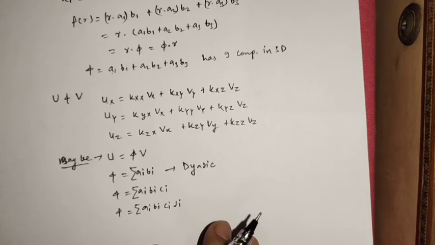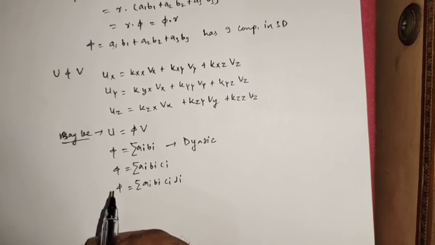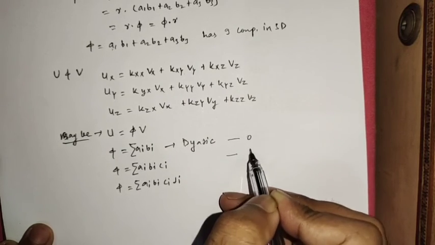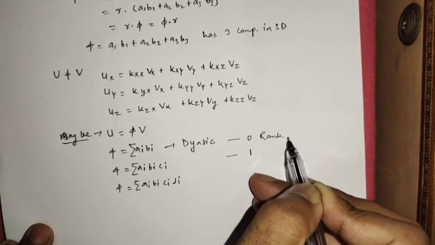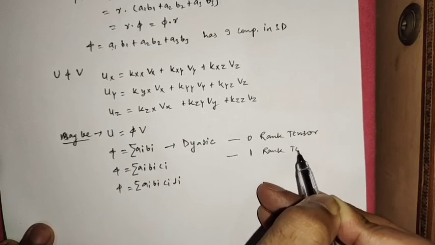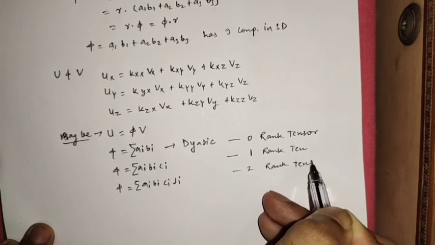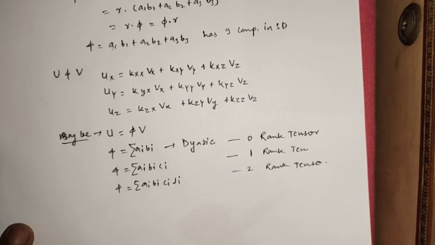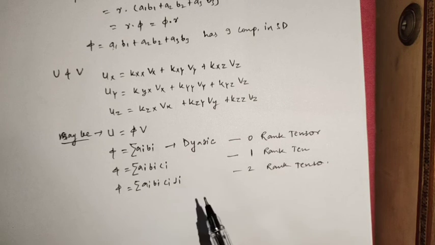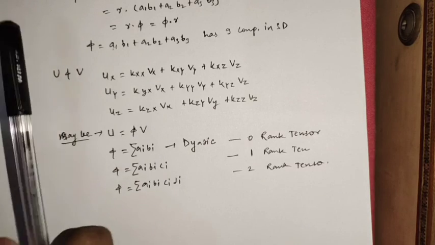This dyadic, triadic and tetradic are nothing but tensors of higher rank: tensor of rank 0, tensor of rank 1, tensor of rank 2, and so on. Okay, in this way I am saying that tensor analysis is regarded as one of the possible extensions of vector analysis. Okay, thank you.